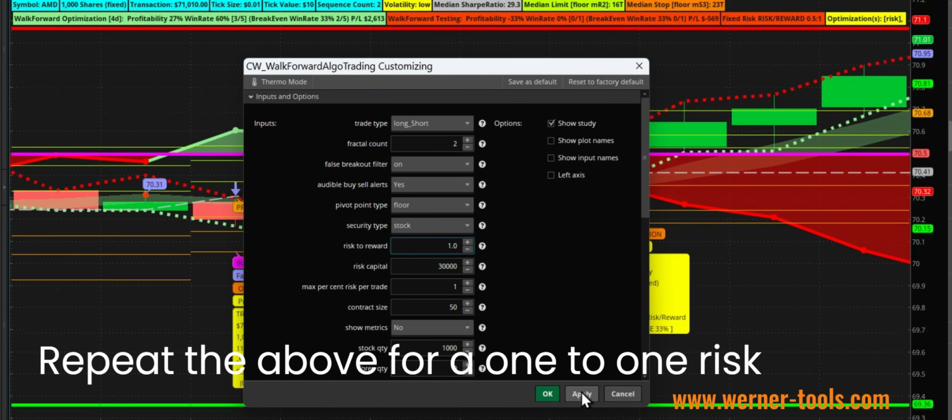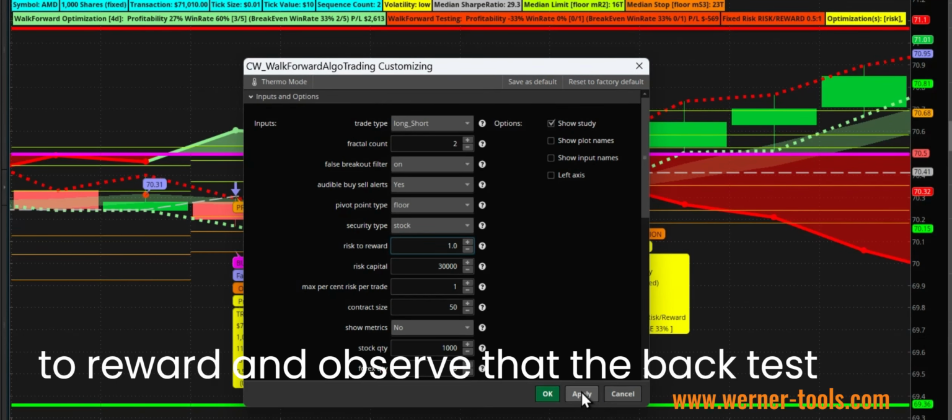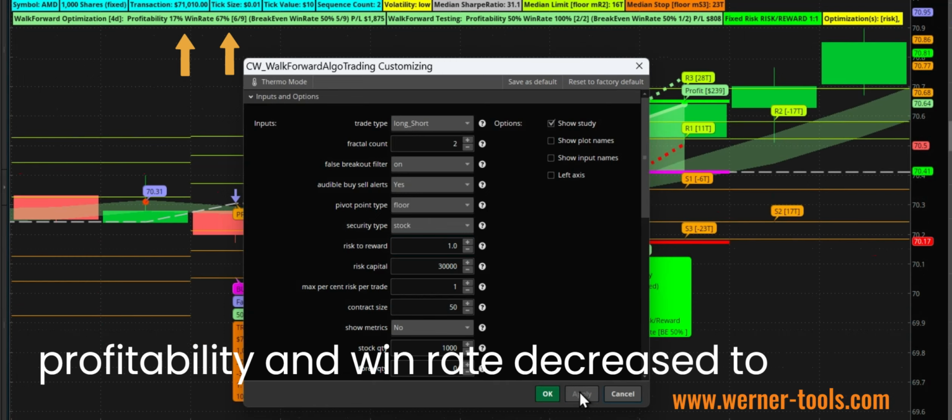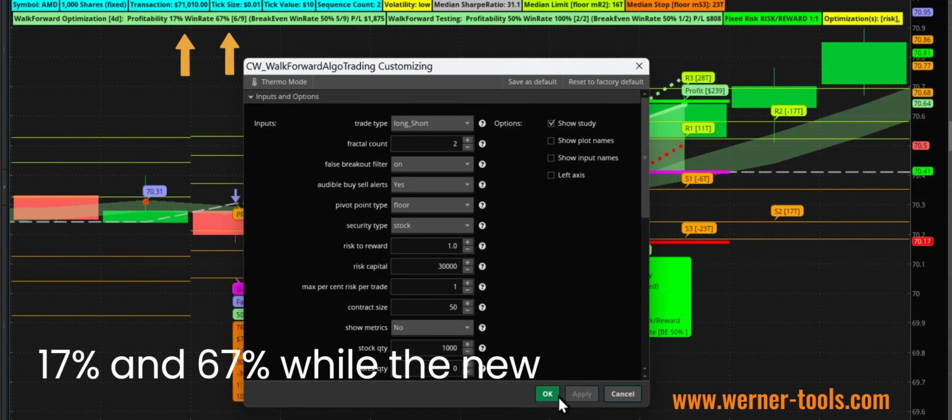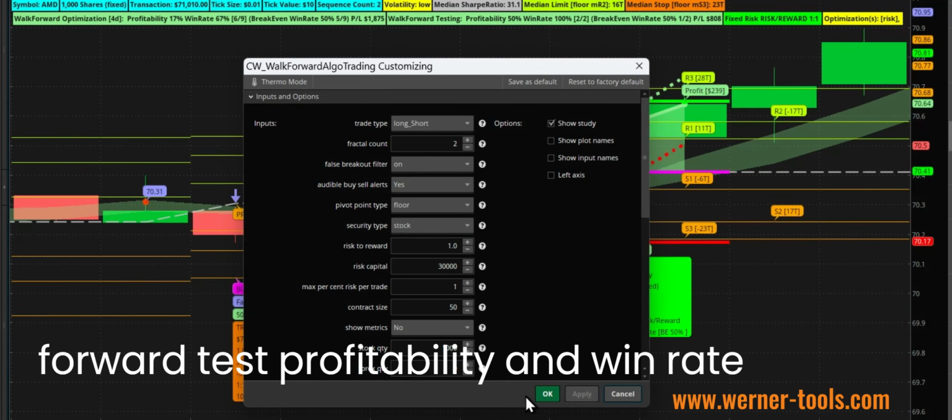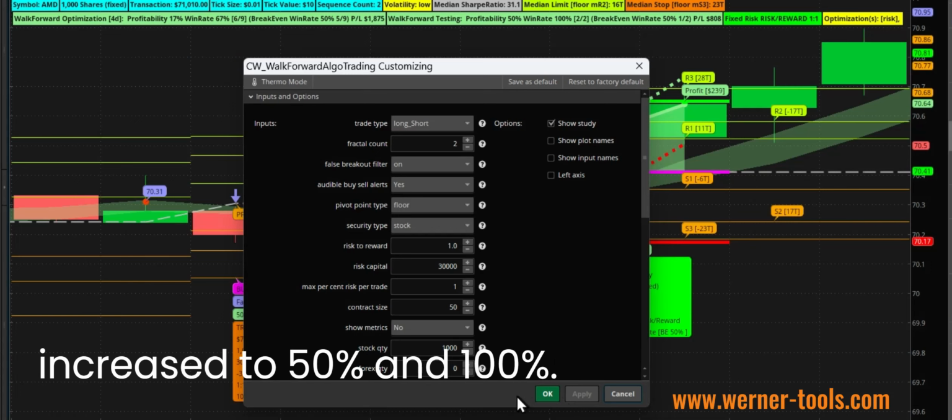Repeat the above for a 1-to-1 risk to reward and observe that the backtest profitability and win rate decreased to 17% and 67%, while the new forward test profitability and win rate increased to 50% and 100%.